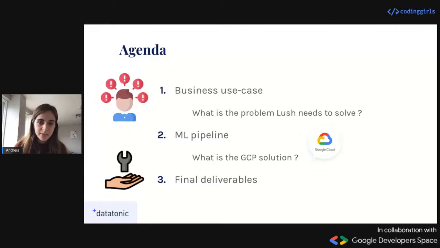For the next 15 minutes, what we'll cover is first, what is this problem that Lush was struggling with? Then how did GCP solve it? And some final notes on the deliverables. Around halfway through, I'll stop for a bit just to see if anyone has questions I can address. If not, you can ask them at the end. And if you remember your questions later, you can also use my email address.